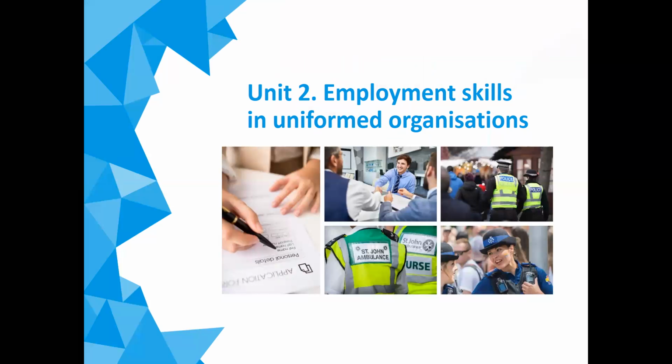Unit 2 is all about giving you an understanding of the employment skills in the uniformed and wider organisations. This unit will provide the theory that you may need if you are looking into career options within the uniformed organisations. A point to note is that this unit is worth 5 credits. If you choose to study this unit, you will have to complete Unit 3, which is also worth 5 credits, to make up a multiple of 10 credits.